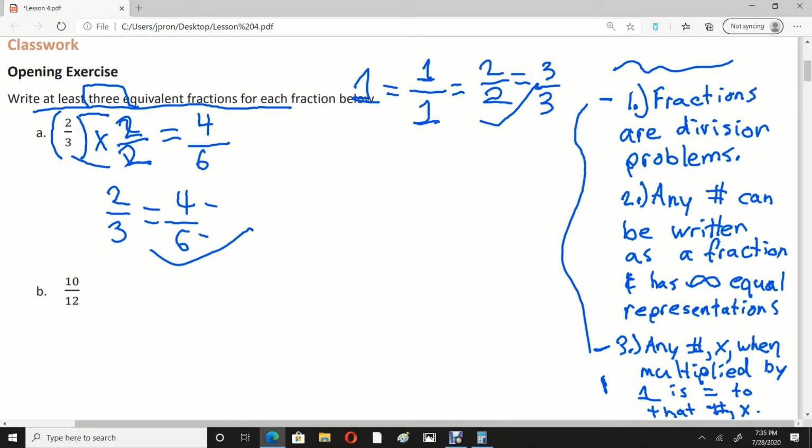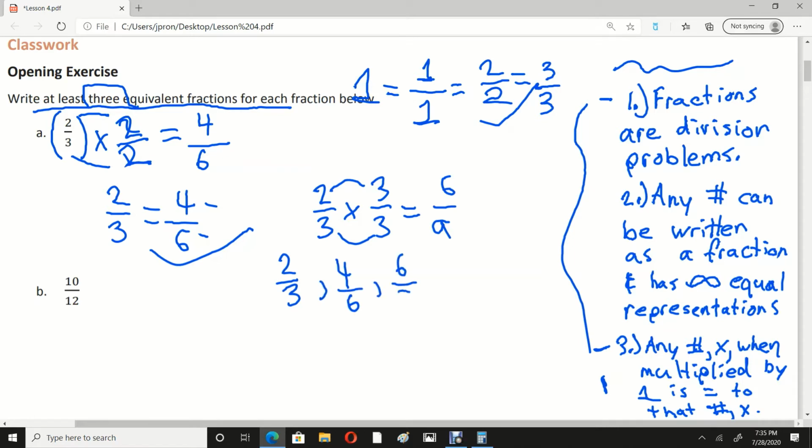Let's multiply 2/3 times, let's use 3 over 3 this time, right? 3 over 3 is equal to 1. When we multiply it times this number, it's not going to change its value. So we multiply 2 times 3, 6, over 3 times 3 is 9. So we have 2/3 equals 6/9.